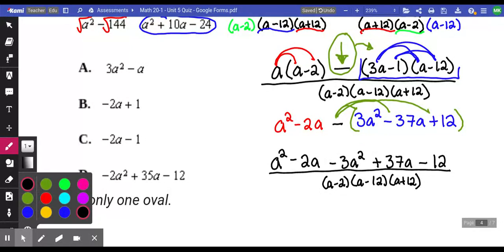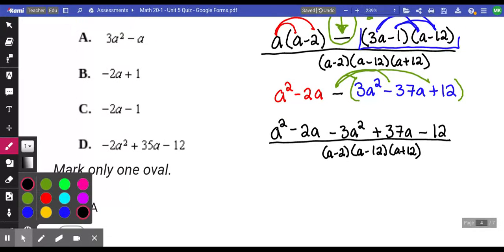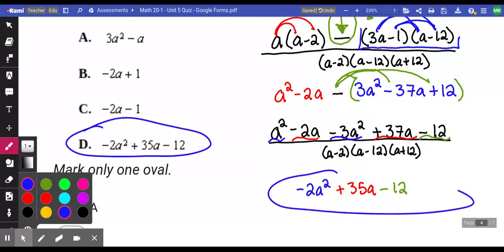All right. The reason you did all that multiplication was so that you could add and subtract the tops. Like terms go together. A squared minus 3a squared becomes negative 2a squared. Negative 2a plus 37a becomes plus 35a. Negative 12 becomes negative 12. The question said, what's the numerator? That's my numerator. It's D.